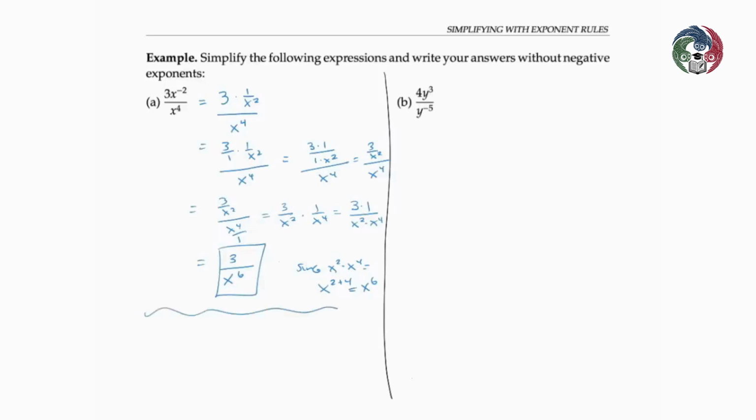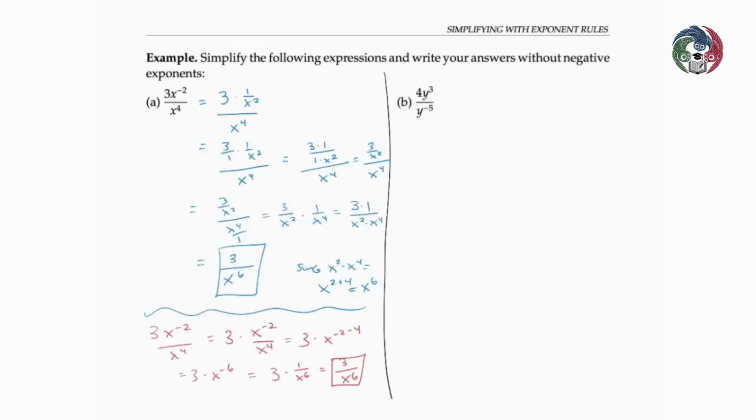An alternate way of solving this problem is to start by using the quotient rule. I can rewrite this as 3 times x to the minus 2 over x to the fourth, and by the quotient rule, that's 3 times x to the minus 2 minus 4, or 3 times x to the minus 6. Now using the negative exponent rule, x to the minus 6 is 1 over x to the 6, and this product of fractions simplifies to 3 over x to the 6. The same answer I got before. The second problem can be solved in similar ways.